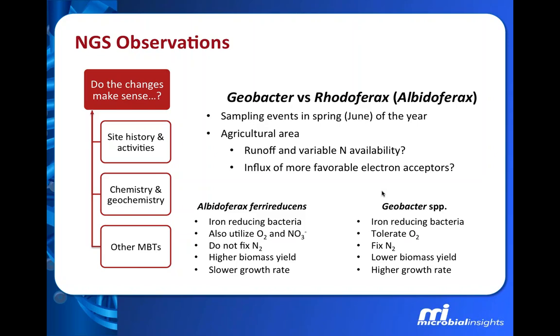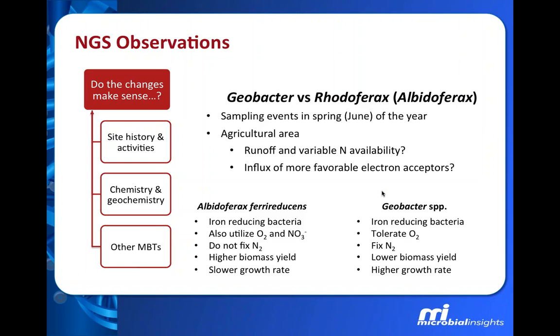So looking in literature, we can find that Albidoferax can often utilize other more energetically favorable electron acceptors like oxygen and nitrate, whereas Geobacter have mechanisms. For instance, they have a superoxide dismutase that they use for survival so they can tolerate a temporary shift to more aerobic conditions. There are also some differences in growth rates, efficiencies, yields, and nutrient limitations between these two different genera of organisms.